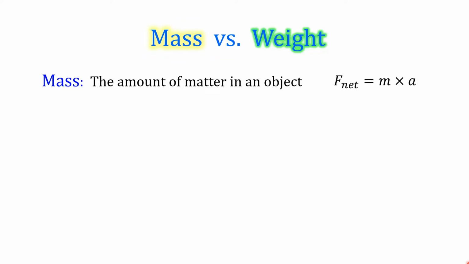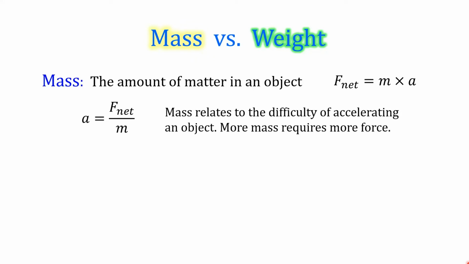We know now that Newton's second law tells us the net force on an object is equal to its mass times its acceleration. So if we rearrange that relationship a little bit, we know that acceleration is net force per mass. This relationship is useful because it shows the connection between mass and acceleration. Mass relates to the difficulty of accelerating an object. And if you look at this relationship, if you have more mass, then that's competing against the acceleration. They're canceling each other out. So more mass means you need more force to get the same amount of acceleration.